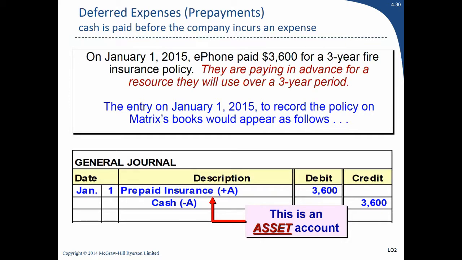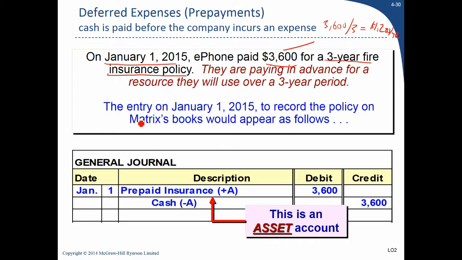So on January 1st, 2015, the date is important, okay? January 1st, ePhone paid $3,600 for a 3-year fire insurance policy. So at this point, do not go and try to do the journal entry. The first thing I want you to do is say 3,600 divided by 3 equals 1,200 per year. They're paying in advance for a resource to be used over 3 years.